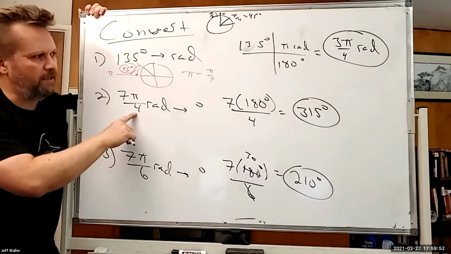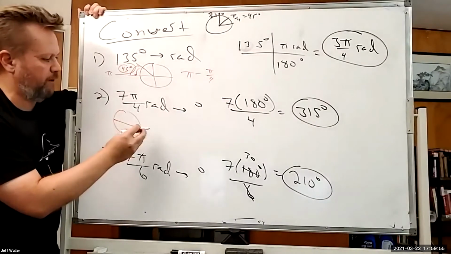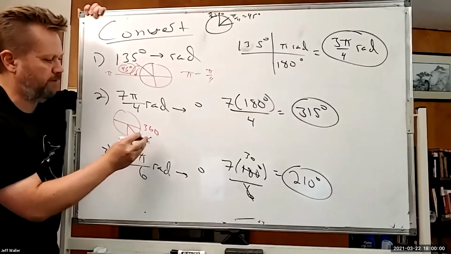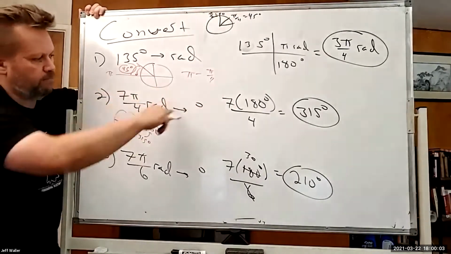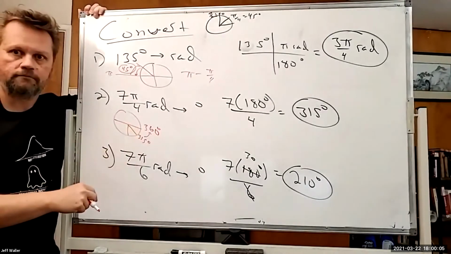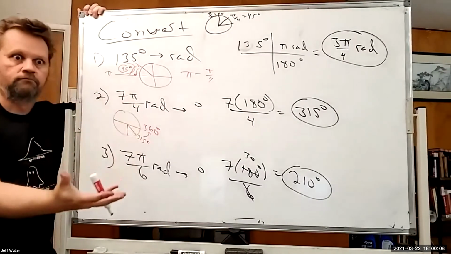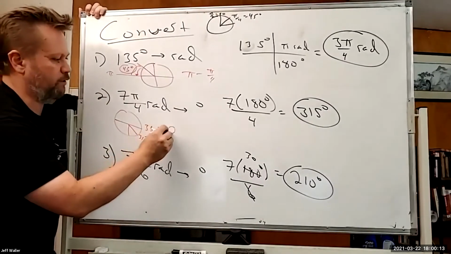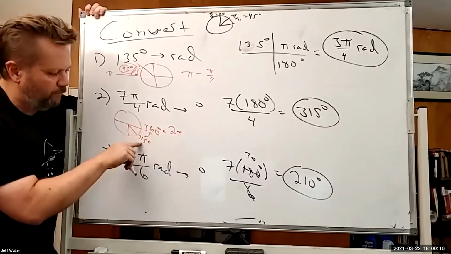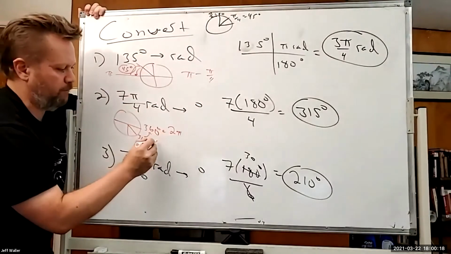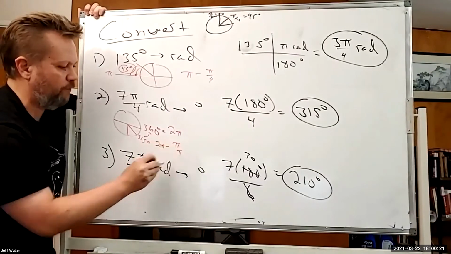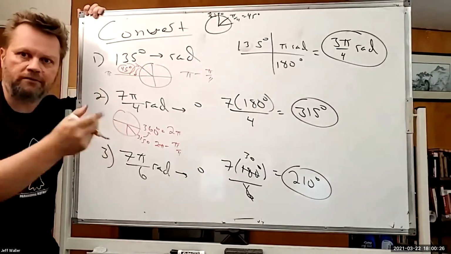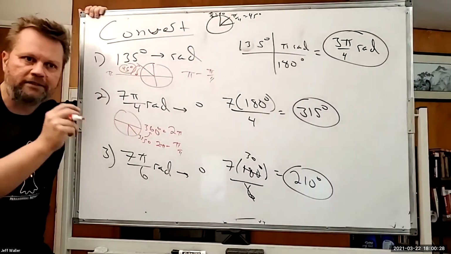So the same thing happened here. 315, how far away from 360 is 315? Just subtract them. 45 degrees. So 360 is 2 pi, and this is 45 degrees back. So this would be 2 pi minus pi over 4. 8 pi over 4 minus pi over 4 is 7 pi over 4. I really, really want you guys to see that.